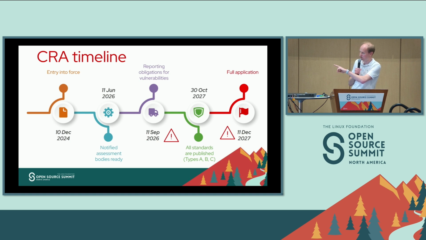On this diagram, I would like to highlight these two important dates. 11 September 2026, there's going to be reporting obligations for vulnerabilities, right? For vulnerability reporting in place, so that as a manufacturer, you have to report in these certain timelines that I explained a little bit earlier. And in 2027, other points of the regulation will be in full force. So it sounds like we still have time to be prepared, but on the other hand, we don't have that much time, right? Because we need to start now.